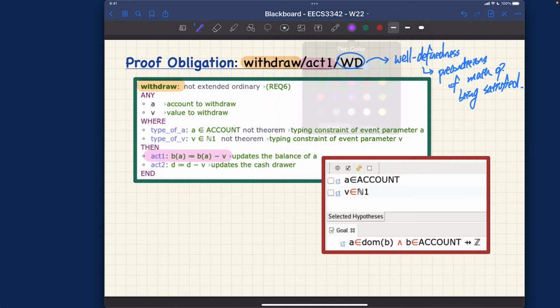And then what's happening over here is, remember what I said before. If you actually want to do this expression over here, this will be equivalent to that relational overriding. Let me write it down, just for your information. So this is B overridden with this particular mathematical notation, ordered pair. So that will be A, the account over here, maps to B(A) minus V, right?